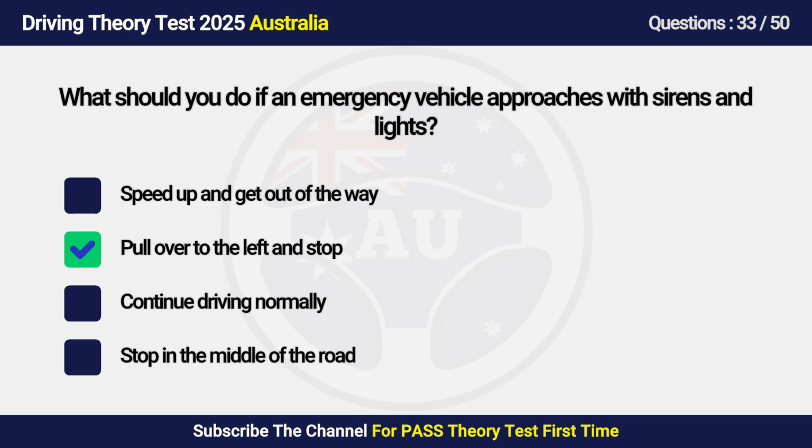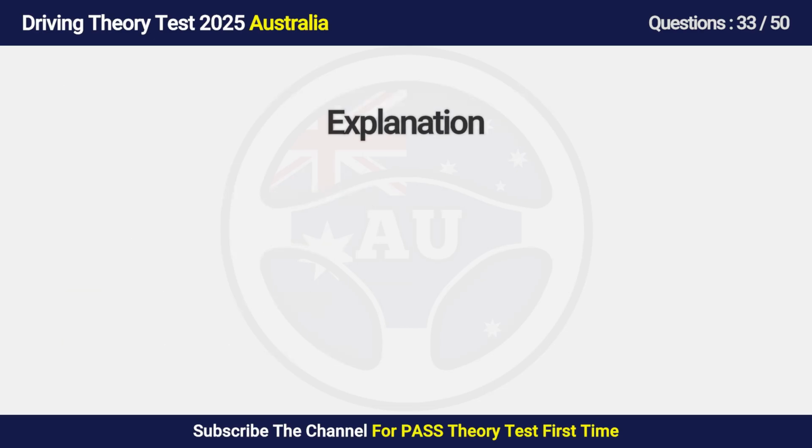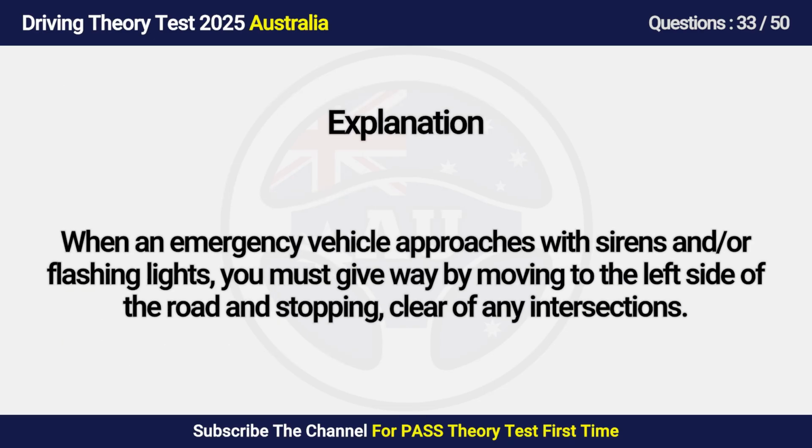Answer is B, pull over to the left and stop. When an emergency vehicle approaches with sirens and flashing lights, you must give way by moving to the left side of the road and stopping, clear of any intersections.